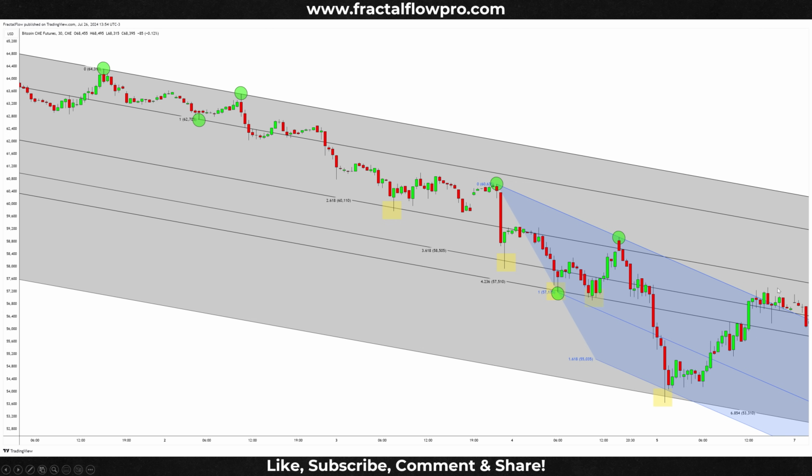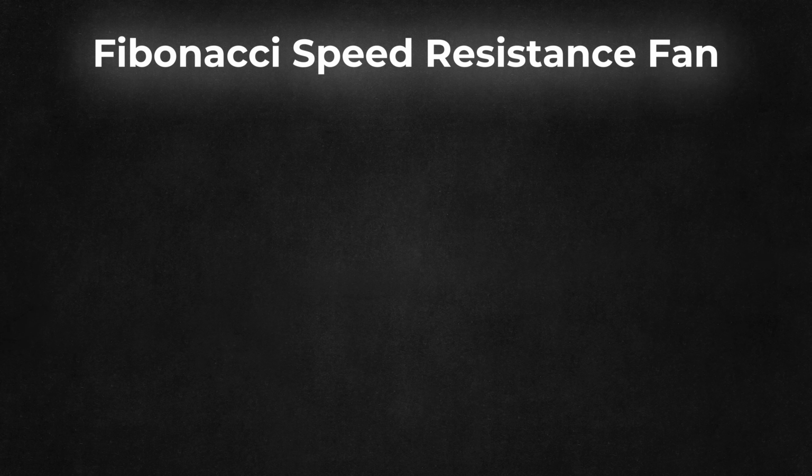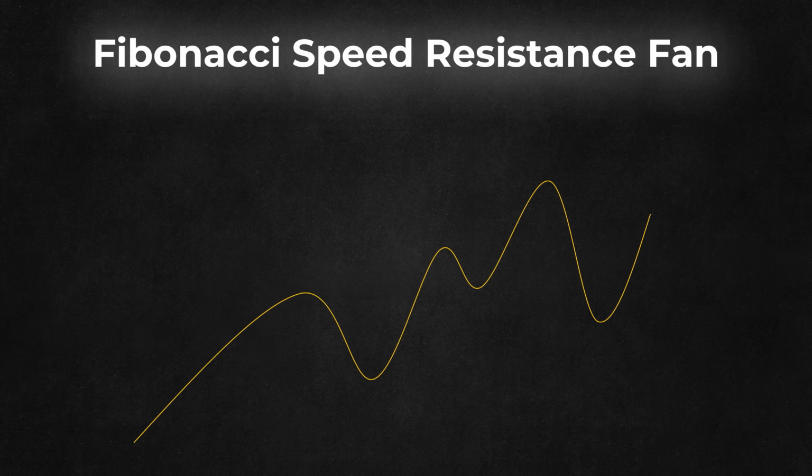The next dynamic Fib tool we'll study is called Fibonacci Speed Resistance Fan. Even though it might seem like a complicated tool, it's not. Imagine that we select a price movement, just like we would do with a retracement tool. We have a vertical space and a horizontal space forming a rectangle.